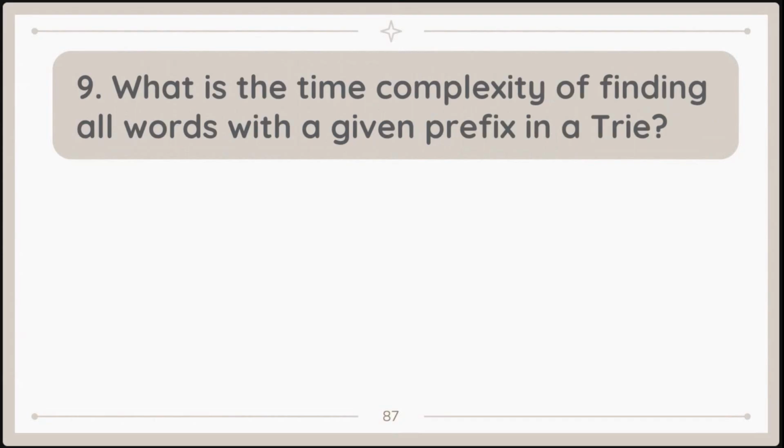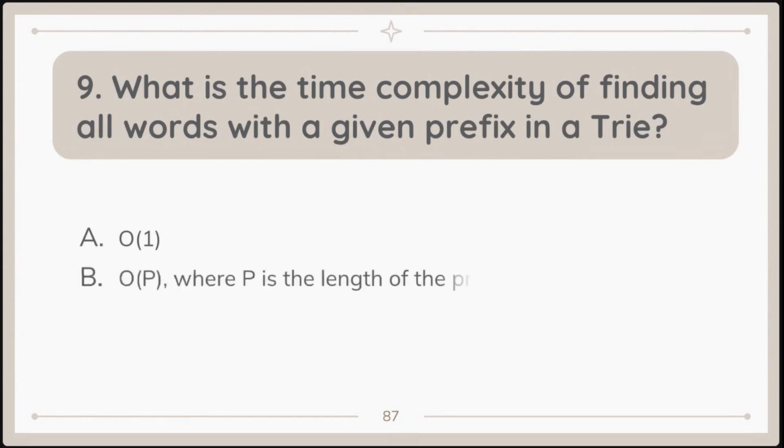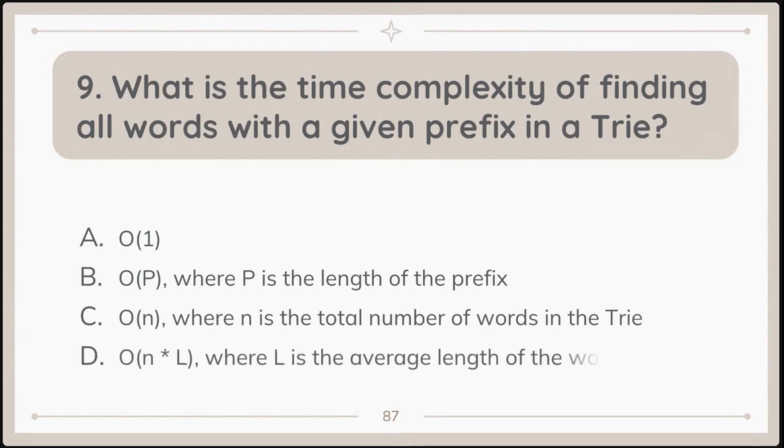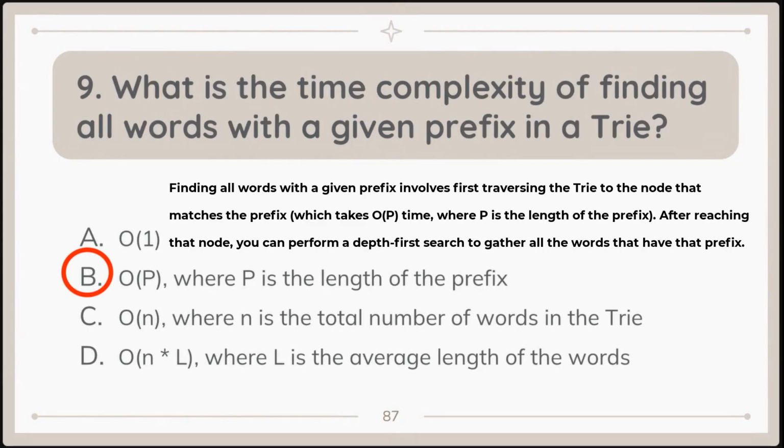Next, what is the time complexity of finding all words with a given prefix in a trie? A. O(1). B. O(P), where P is the length of the prefix. C. O(N), where N is the total number of words in the trie. D. O(N times L), where L is the average length of the words. B is the correct answer.